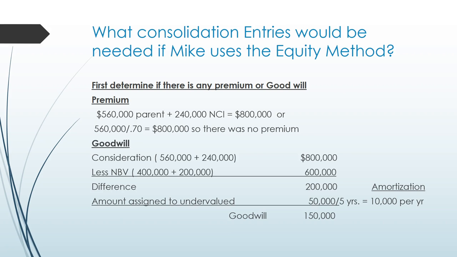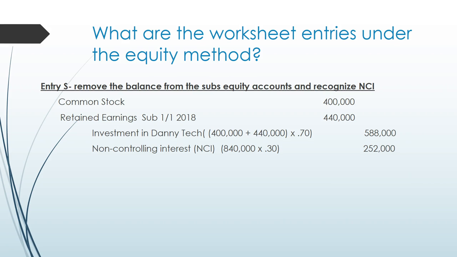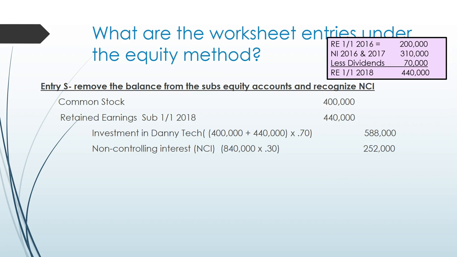Now we can do our journal entries, and we'll start with journal entry S. We're going to take the common stock and the retained earnings, and remember the retained earnings are as of 1/1/2018. So we're going to take 440, which is what the balance would have been in the sub, and then we're going to credit the investment account in Danny for 588, the parent at 70%, and the non-controlling interest would get the 30%. Now here's the thing to remember: at the end, when you make all these adjustments, you should have zeroed out that investment account.